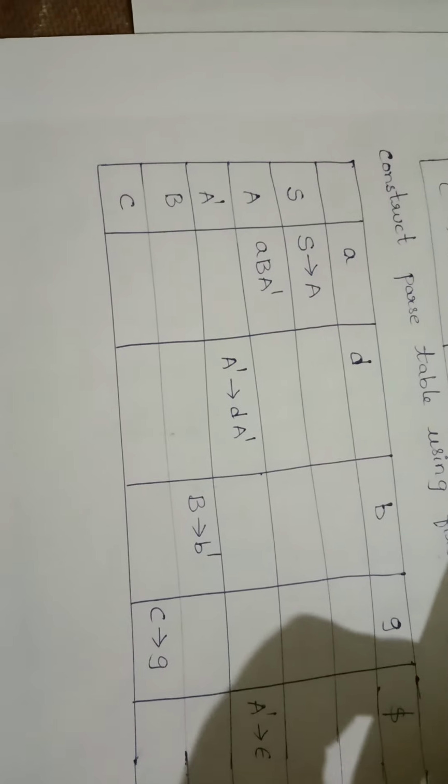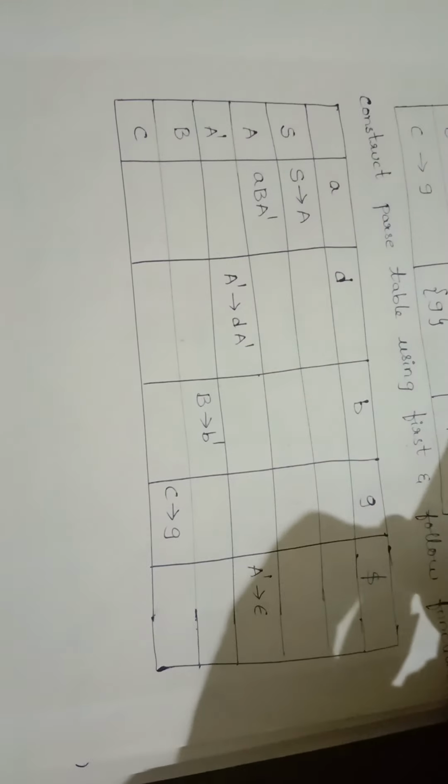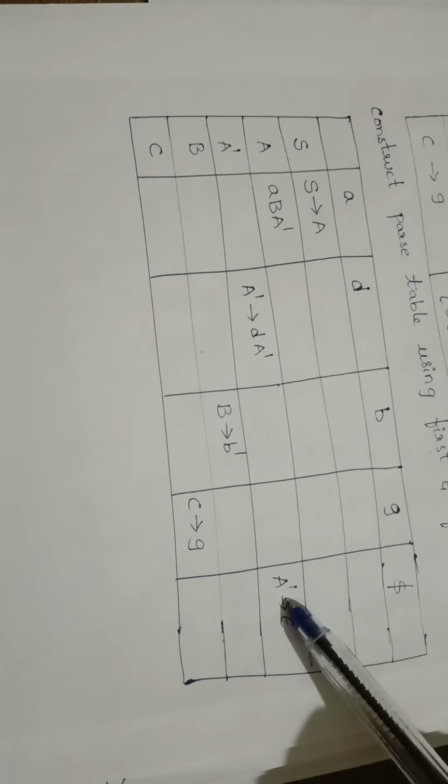Next, A on A. By using what production did we get this? A tends to A B A dash. So I need to write here A tends to A B A dash. Next, A dash. A dash on D and epsilon. In place of D and epsilon, you need to write this production. Epsilon we are not considering, so we write dollar here. So in place of D and dollar, you need to write this production: A dash tends to D A dash, and in place of dollar we are writing A dash tends to epsilon.